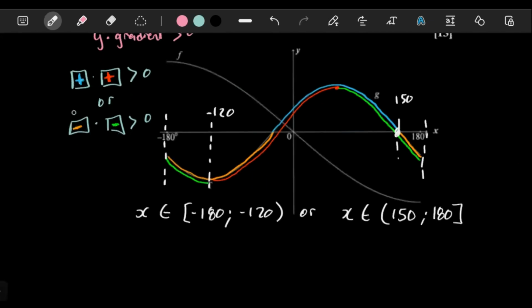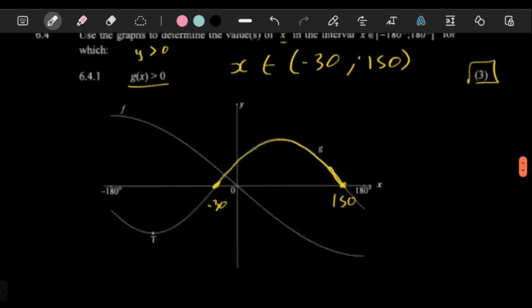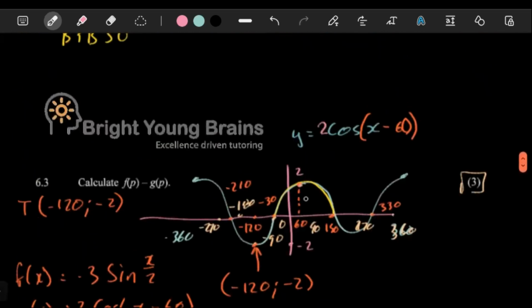So we want other cases where you have blue and red. Blue and red, we're getting that over here. You see blue and red, just this tiny part here. You have blue and red. So this part here, you can see this is from negative 30. And then this new turning point, we know this was at 60, remember? Because if you look at our image, you see it was moved.